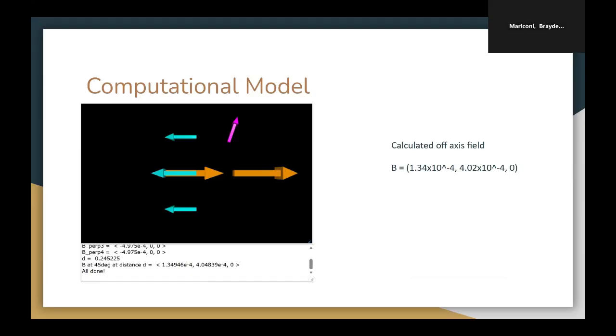Using our calculated dipole moment, the model predicted an off-axis field of approximately 1.34 times 10 to the -4th in the x, 4.02 times 10 to the -4th in the y, and 0 in the z. This gives both magnitude and direction, which we can directly compare to our measured values.